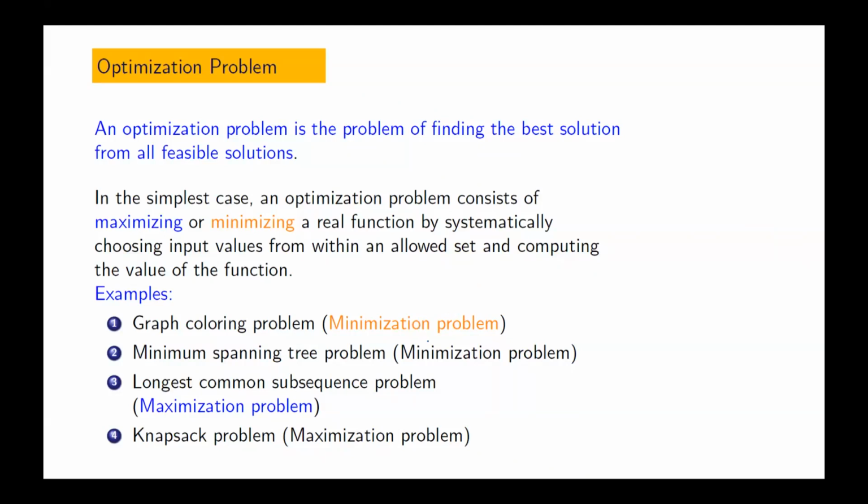Now in the case of the graph coloring problem, what is it that we minimize here? The total number of colors required to properly color the vertices of the graph. That is the number of colors used in a proper coloring of the graph. That's what we are minimizing.